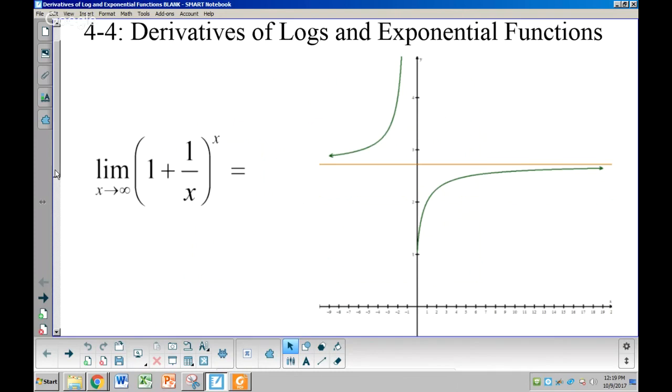All right, so we're going to find the limit as x goes to infinity, and use parentheses here, of 1 plus 1 over x, to the x. And I have a graph already here, but you guys can do the limit, you know, the F3 function limit. And what do you get?